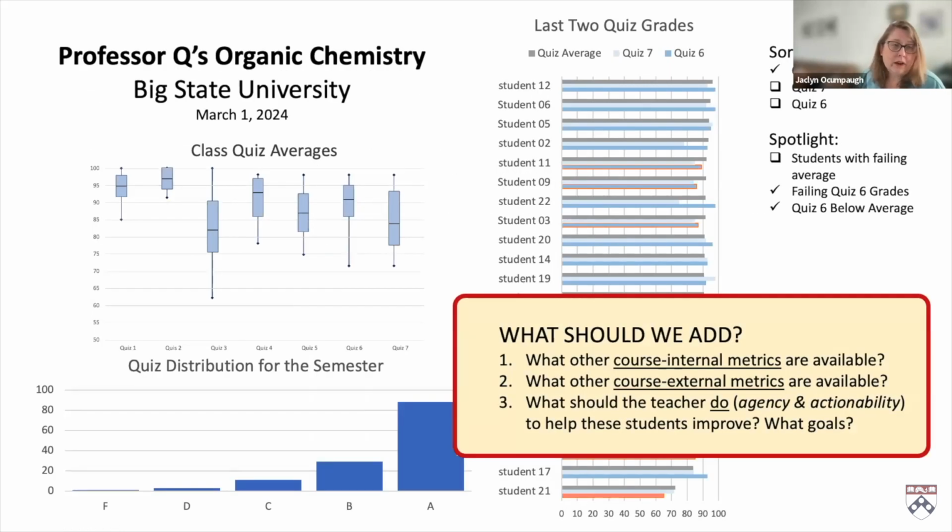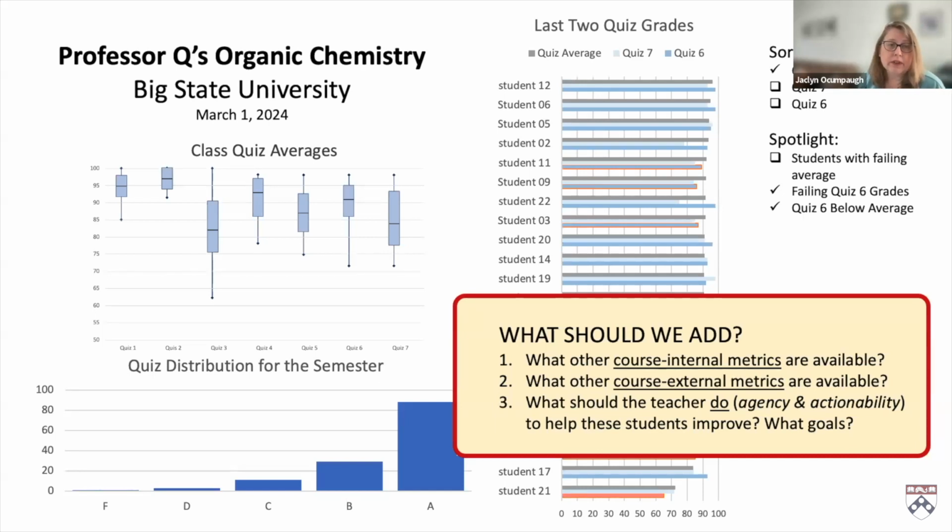Now, if you guys recall with Professor Q's organic chemistry class, we've already said, this is not a predictive dashboard in its current state, right? We have a very descriptive overview of what's happening. And in order to get this to a place where we're actually giving somebody really actionable information that they wouldn't know themselves, we need to think about how we might present that.